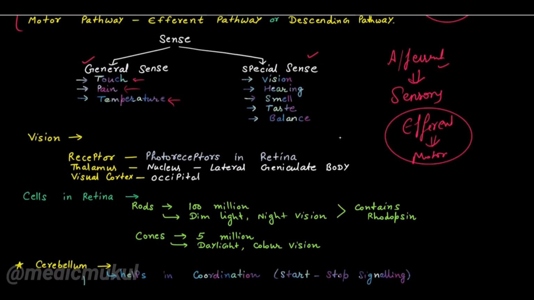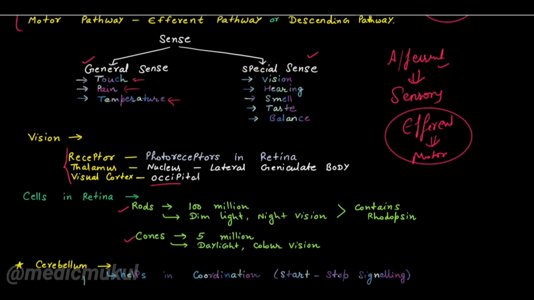If we talk about vision, there are photoreceptors present in our eyes. Remember, a question is asked from here: the photoreceptor cells are present in which layer of the eye? That is the retina. The photoreceptor cells are the rods and the cones. For vision, the receptors take light, and the light falls on the photoreceptors. The signal is transmitted to the thalamus and then to the visual cortex.